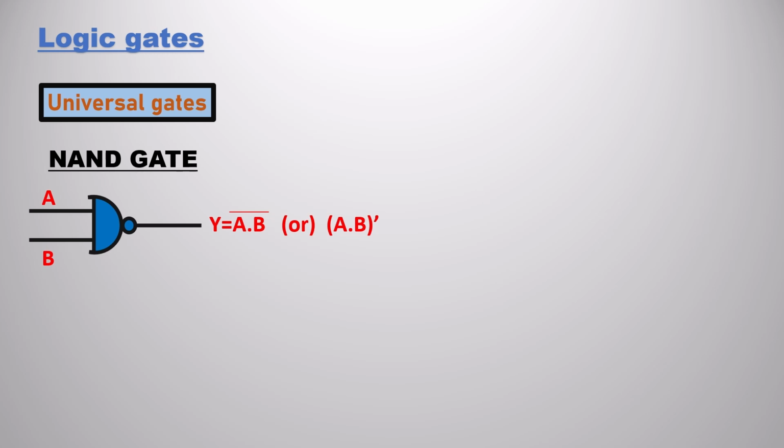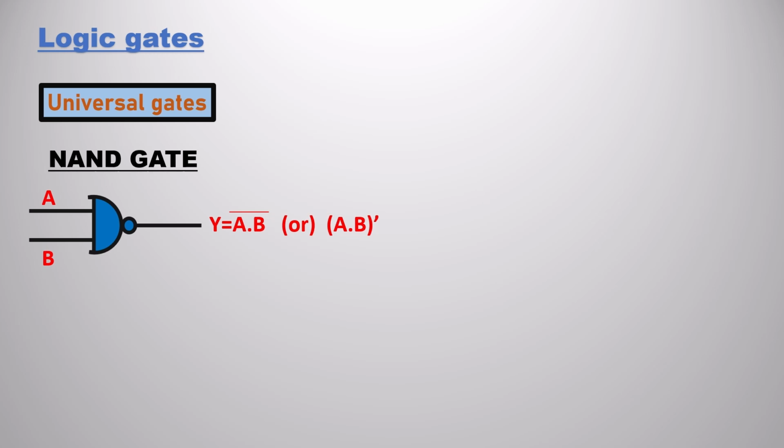So let's start the universal gates. In universal gates we have only 2 gates, that is the NAND gate and the NOR gate. With these two we can perform any operation that can be performed with the normal gates also. The NAND gate implementation as a universal gate we will see in an upcoming video. In this video we are just going to discuss the truth table and its output equation.